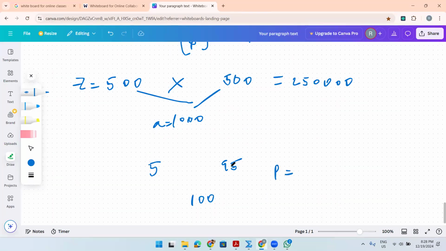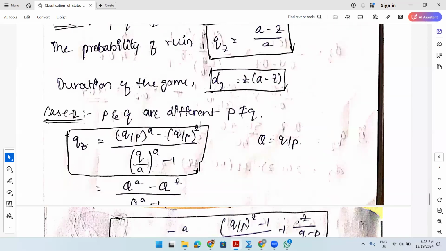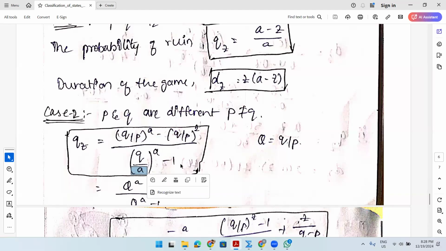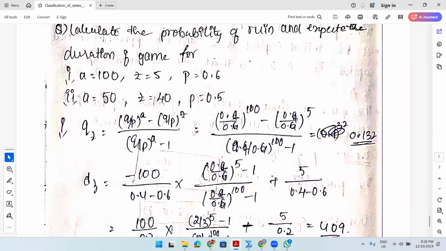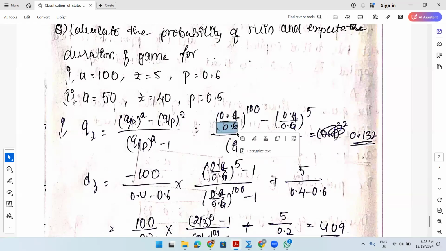This is Z and this is A. And P is equal to 0.6, which means Q is 1 minus P, that is 0.4. So we have all the values. We have the formula, the QZ formula: (Q by P power A minus Q by P power Z) divided by (Q by P power A minus 1). Use this formula. Q is 0.4, so here it is 0.4 by 0.6 power A. The writing is not good actually, but I'm saying power A.